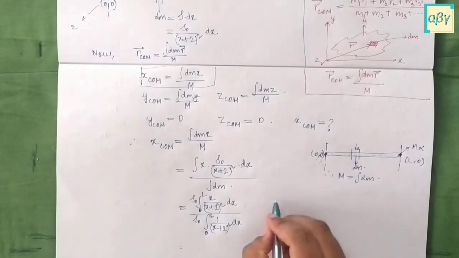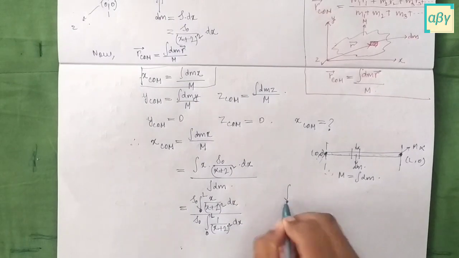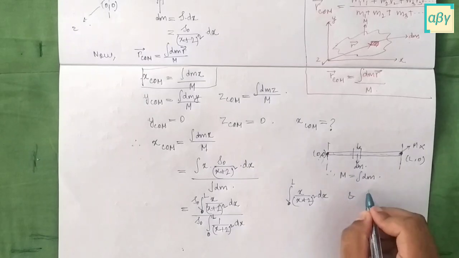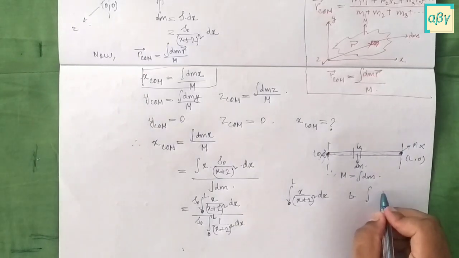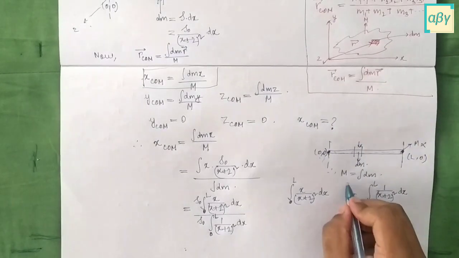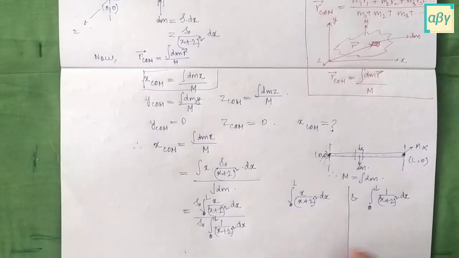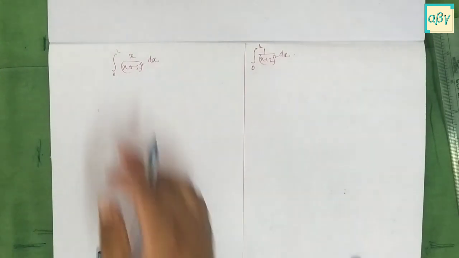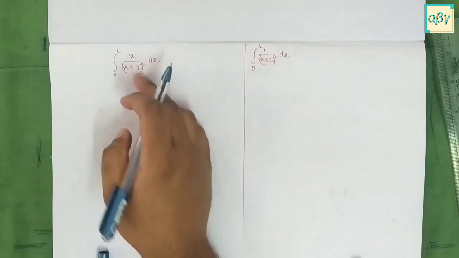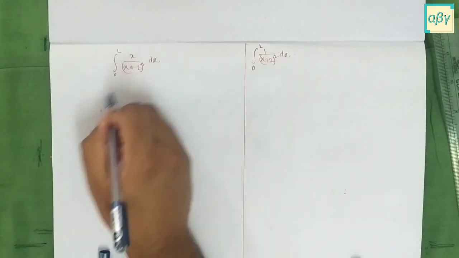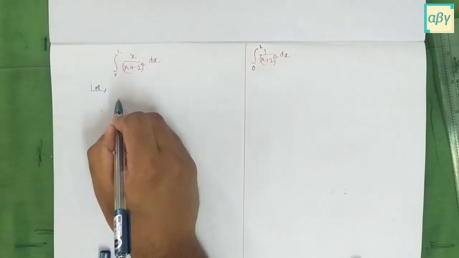So now let me solve these two integrations separately: the integration from 0 to L of x by (x plus 2) whole squared dx, and the integration of 1 by (x plus 2) whole squared dx from 0 to L. I have to do the integration separately for both of them, and then put the results in this expression. They are very important for finding the location of the center of mass. So let's start with this integral. This is more complex than the integral on the right side. For that, let me use the technique of integration by substitution.